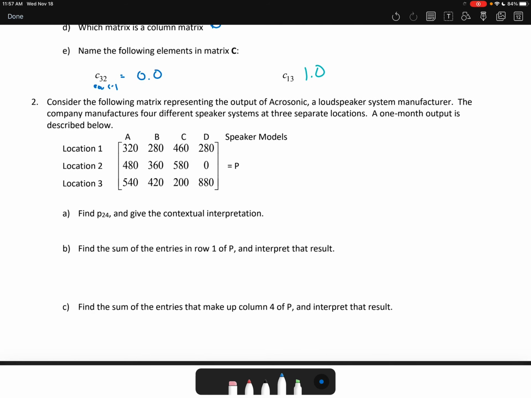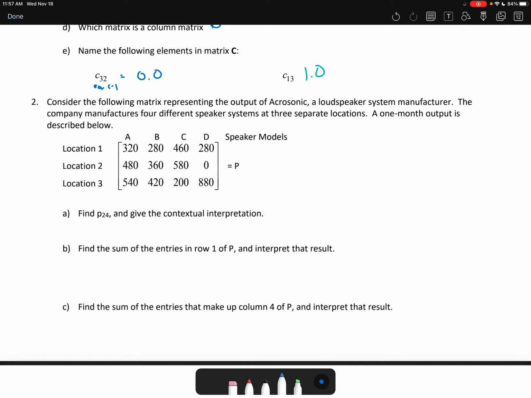Okay, let's set up an application here. It says, consider the following matrix representing the output of Acrosonic, a loudspeaker system manufacturer. The company manufactures 4 different speaker systems at 3 separate locations. A 1-month output is described below. So what we've got across the top are our speaker models, A, B, C, and D model. And then we have 3 different locations as our rows, location 1, 2, and 3.